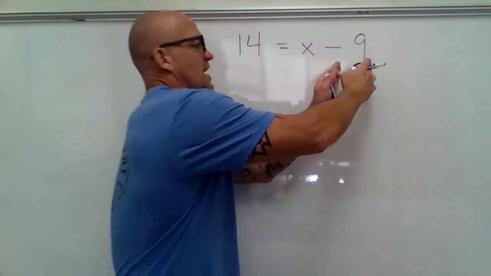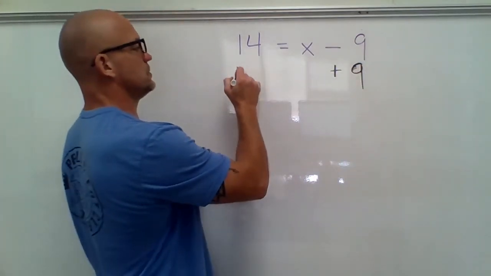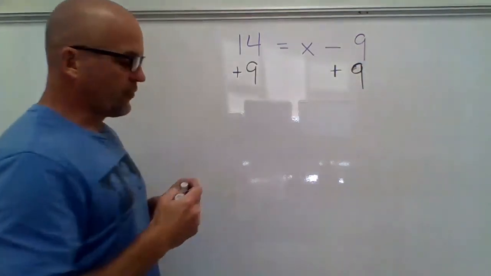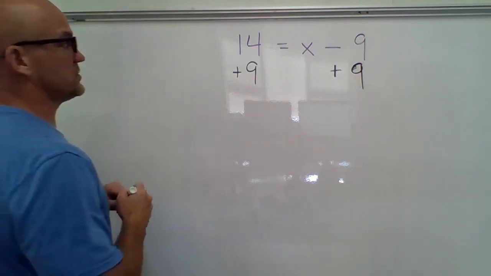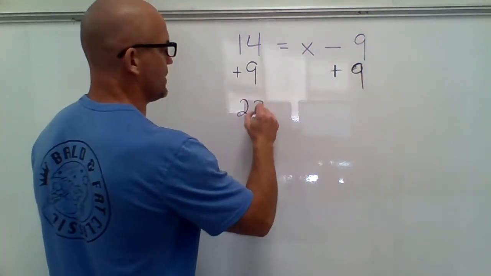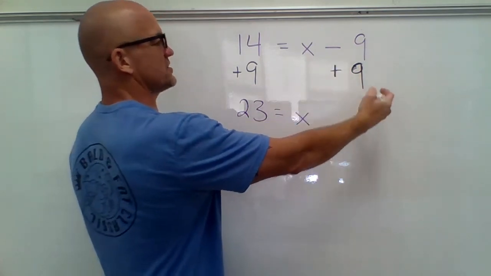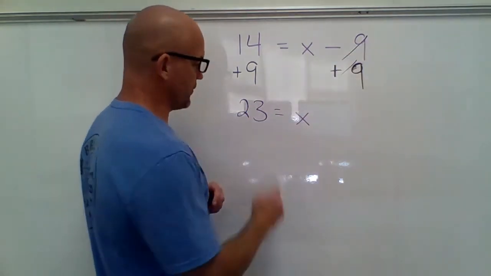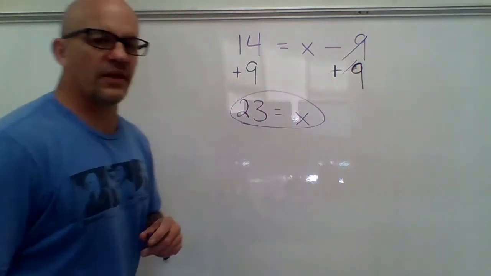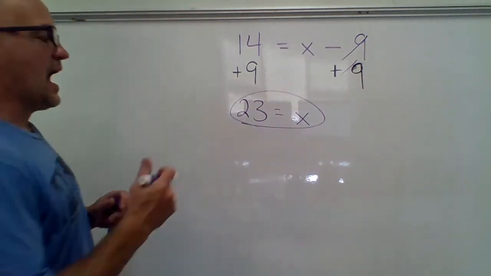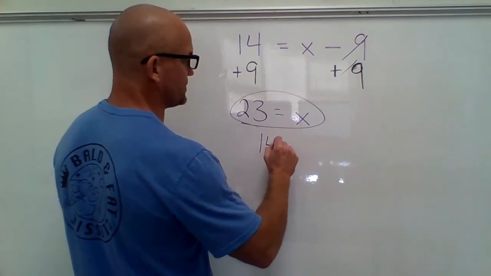What I do to one side, I have to come over and do to the other side. So I have 14 plus 9. That, of course, is 23. And that's going to equal x. And subtracting 9 and adding 9, they are inverse operations, so they undo each other. I believe that 23 equals x. I will verify that through my three-step check system.